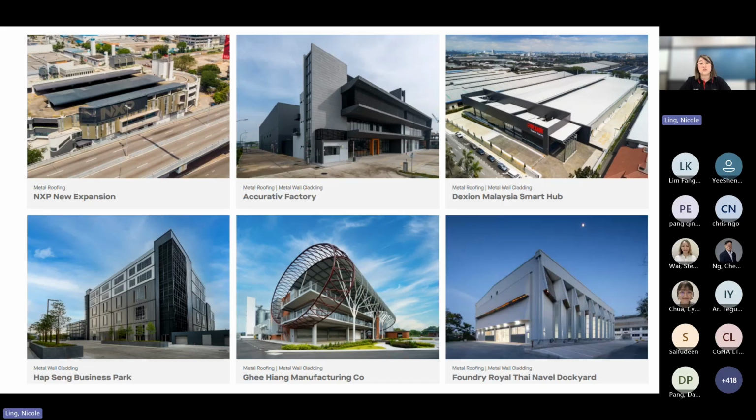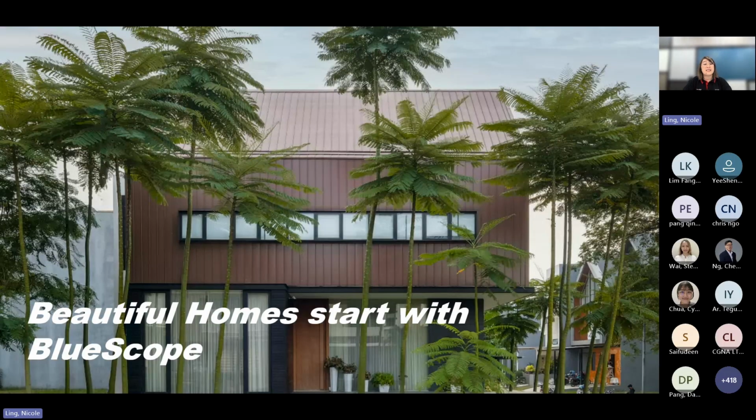So for decades, steel has been associated with factories and warehouses, not because it lacks beauty, but because it delivers strength, reliability, and performance. Today, that same material is redefining residential architecture. They can create amazing, beautiful residential designs. Beautiful homes start with BlueScope. So let's take a look together.